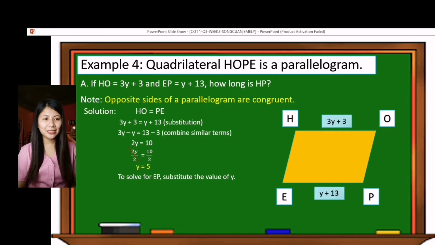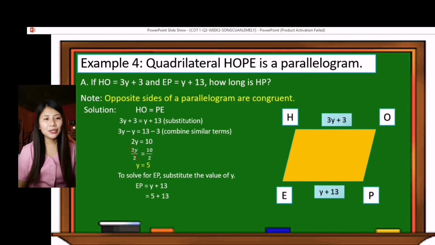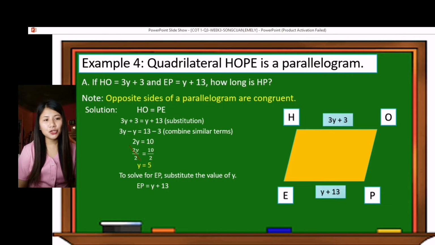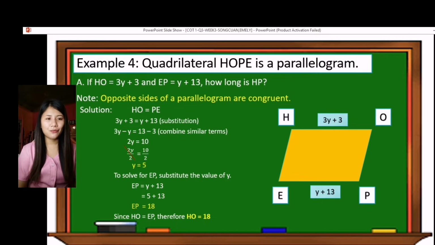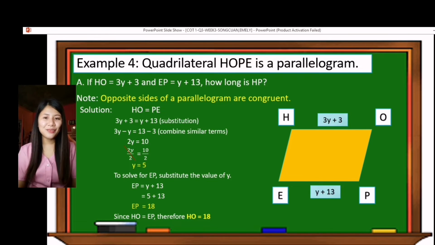In order to solve for the side EP, substitute the value of y. Using the original equation of the side EP, which is y plus 13, let us substitute the value of y, which is 5. So that is 5 plus 13 is equal to 18. Correct. So the measure of the side EP is equal to 18. Since the side HO is equal to side EP, therefore, the side HO is equal to 18 as well. Did you get it? Okay, very good, guys.